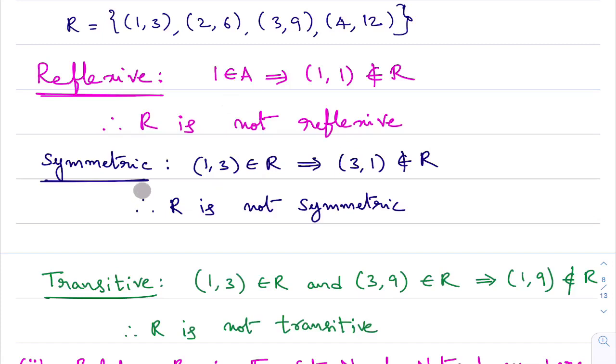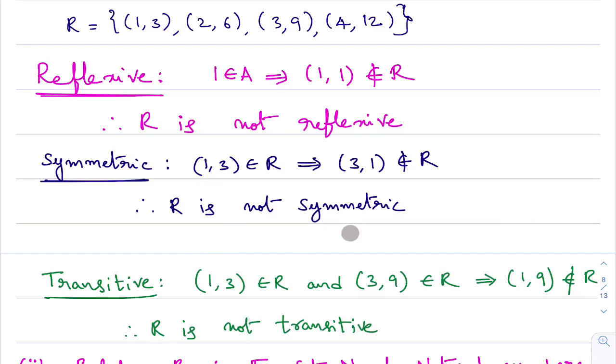Symmetric. What is the symmetric property? If I take an ordered pair (a, b) in the relation, and if ordered pair (b, a) is also present in the relation, then we say that the relation is a symmetric relation. First, you take ordered pair (1, 3). Is (1, 3) there in the relation? Yes. Now you check whether (3, 1) is present in this relation or not. Is ordered pair (3, 1) there? No. Ordered pair (3, 1) does not belong to the relation. So as we consider (a, b) in the relation, (b, a) is not in the relation. That's why we say it is not symmetric.